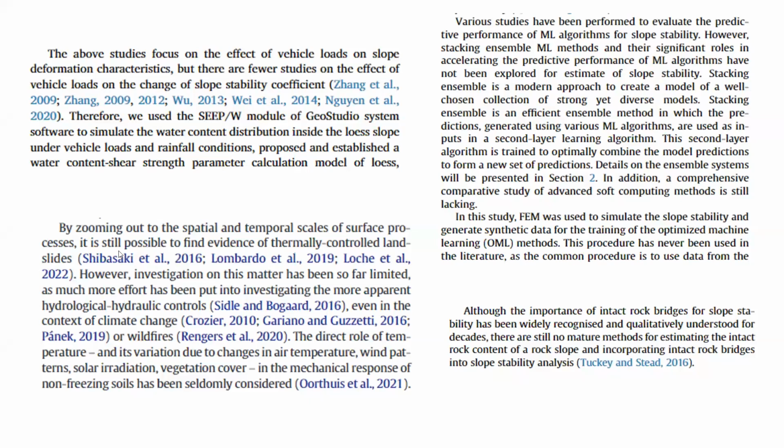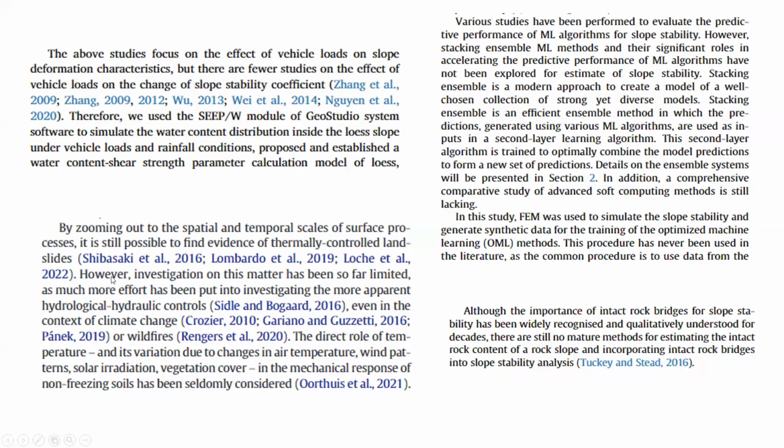The second example here, by zooming out spatial and temporal scales, it is still possible to find evidence from blah blah. However, investigation on this matter has been so far limited. So this is the gap that they have identified, right? So this gap identification has to be done by interpreting what others have done in the past, right?